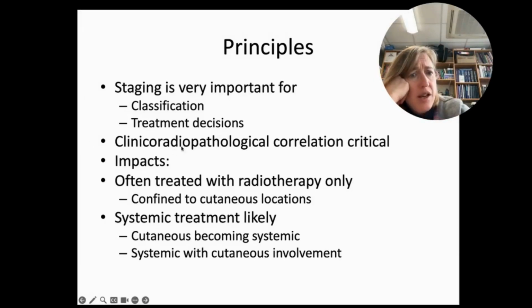As I've said here, you tend to just treat with radiotherapy if it's confined to the skin, or sometimes even just steroid creams. Whereas if you've got a systemic T cell lymphoma, then obviously you need chemotherapy. And that can occur either because a cutaneous T cell lymphoma has gone on to become systemic, or because the lymphoma was always systemic and has got secondary involvement of the skin.